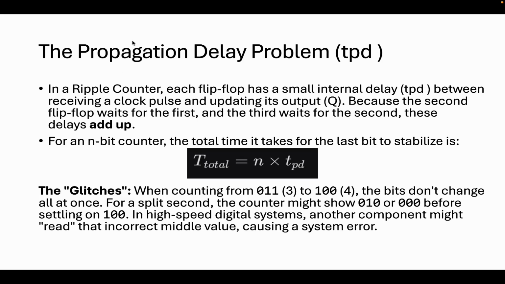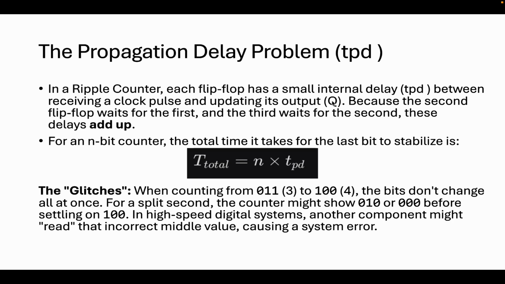After this, we'll understand what propagation delay is, because when we're talking about an asynchronous ripple counter, this is the main thing that gets spoken about. The total time it takes for the last bit to come out will be n into TPD. TPD is your propagation delay. In a ripple counter, each flip-flop has a small internal delay between receiving a clock pulse and updating its output Q. What we are trying to say is, once you give the input to the flip-flop, it will take a certain amount of time to update the output Q.